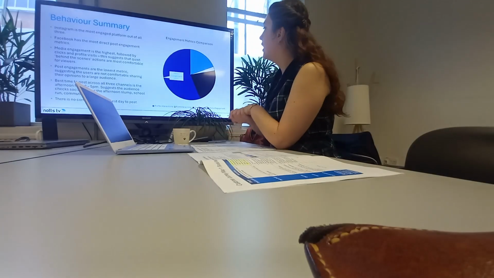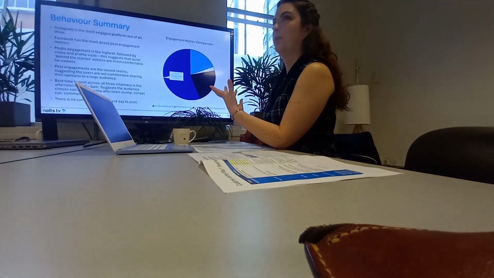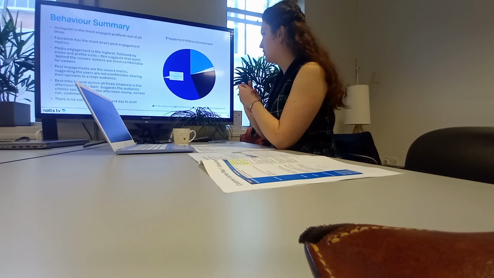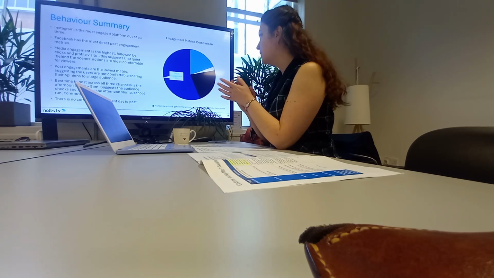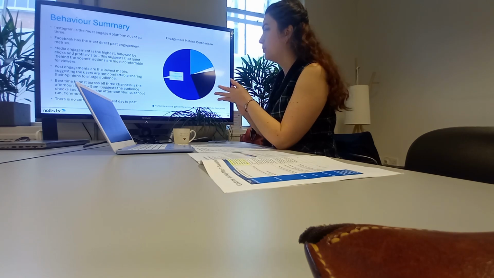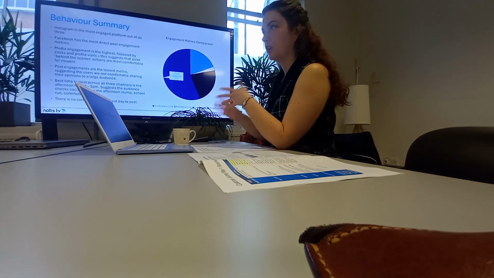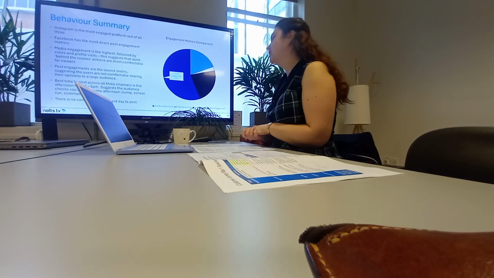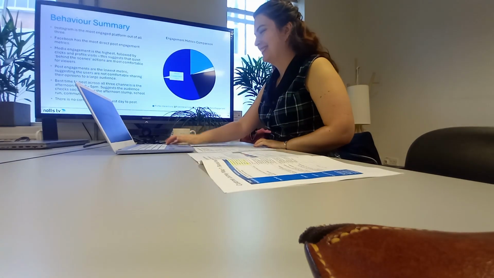And then unsurprisingly, for people that are happy to shout about their opinions online, post engagements are the lowest metric, suggesting users are not comfortable sharing their opinions to a large audience. Best time to post across all three channels is the afternoon, so 2 till 5 p.m., which suggests the audience checks socials during the afternoon slump, school run, commuting, etc., those kind of things. And fun fact, there is no correlation on the best day to post. I did have a look.